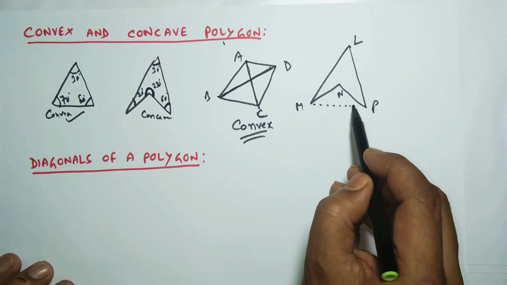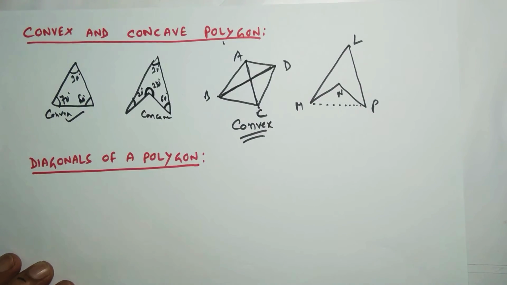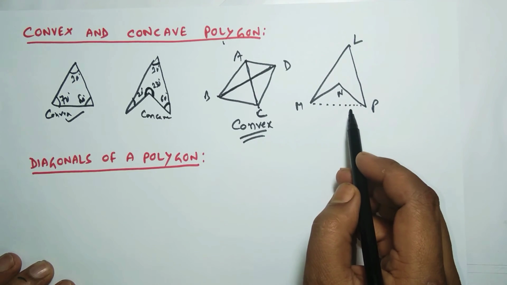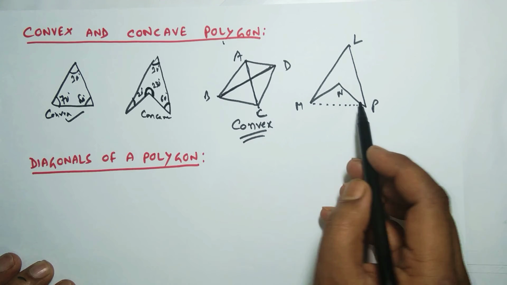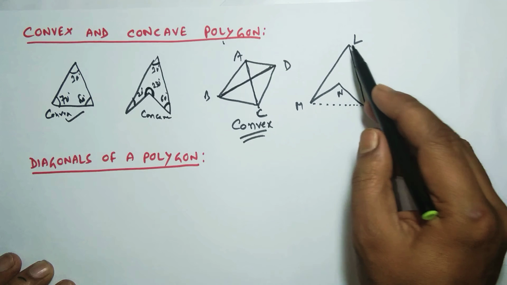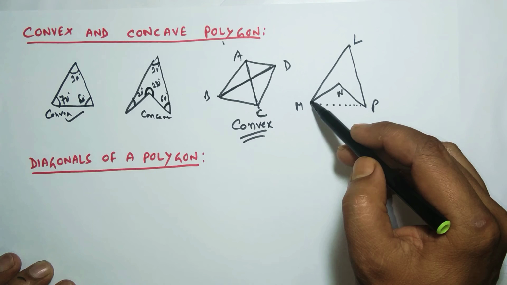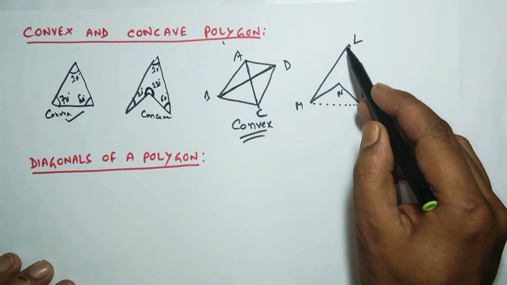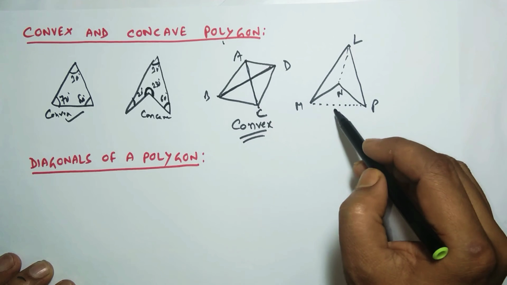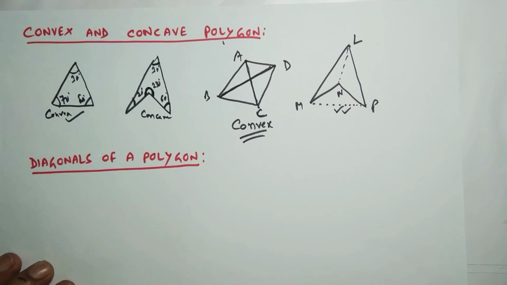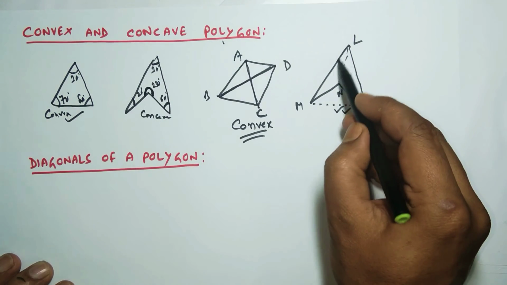Now if you join, this is the diagonal, because the diagonal definition is only that the line segment joining any two non-consecutive vertices is a diagonal. So I have joined M and P, they are non-consecutive vertices. Then P and L are consecutive. Then L and M consecutive, L and N non-consecutive. So you join it. This diagonal is in the interior, this diagonal is in the exterior. If any one diagonal, or any part of a diagonal, or some diagonals go outside like this, because this was the original figure.